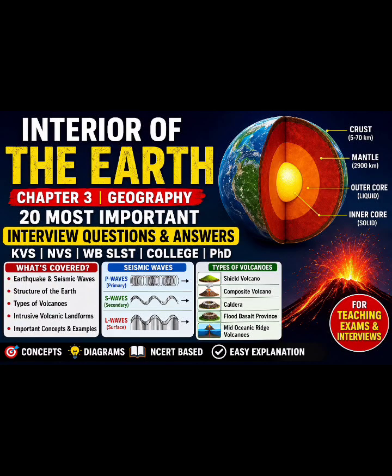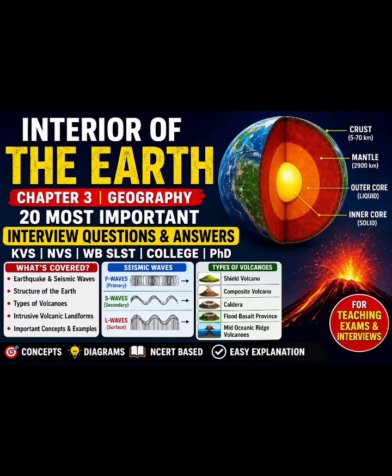Next question, differentiate between focus and epicenter. So focus is the point inside the earth from where an earthquake originates. Epicenter is the point on the earth's surface directly above the focus where seismic waves are first recorded. Thus, focus lies inside the earth whereas epicenter lies on the surface.